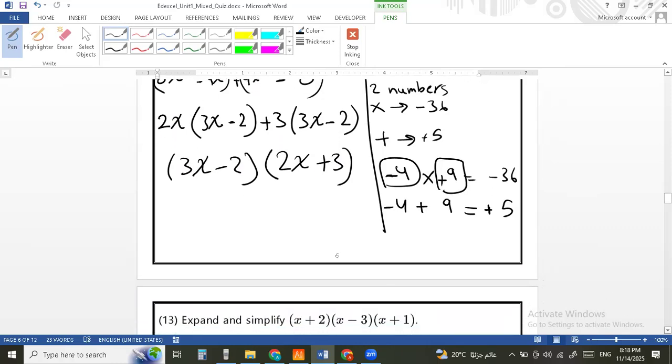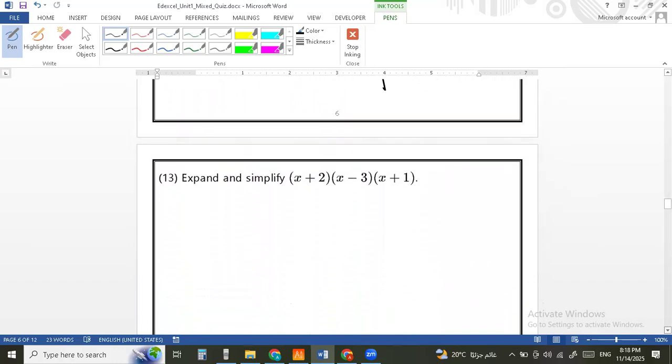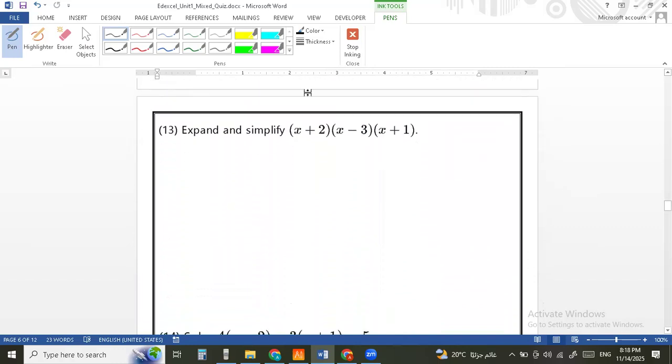Next question over here. Expand and simplify: x plus 2 multiplied by x minus 3 multiplied by x plus 1. I'm going to expand these two first, and we keep the third the same. No problem. x times x is x squared. x times negative 3 is negative 3x. 2 times x is positive 2x. 2 times negative 3 is negative 6. Multiplied by x plus 1.